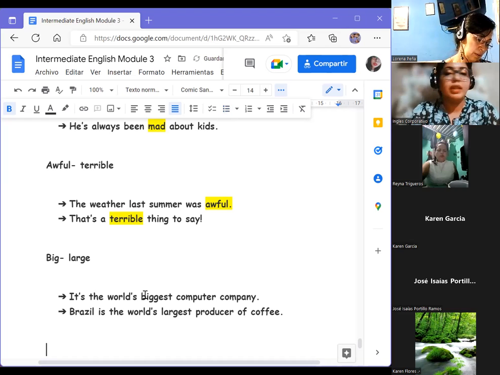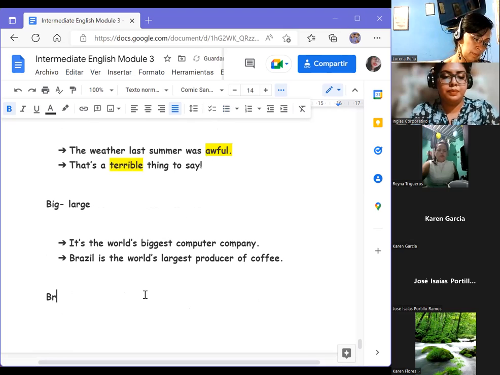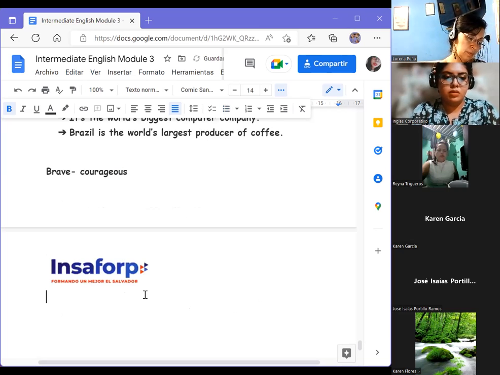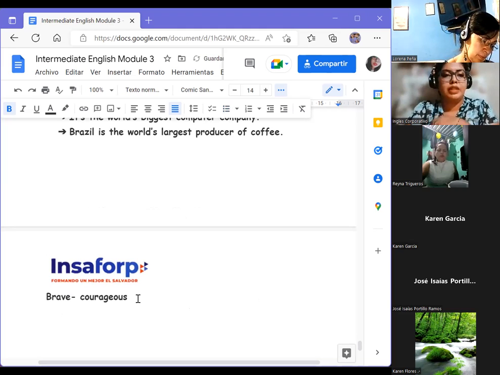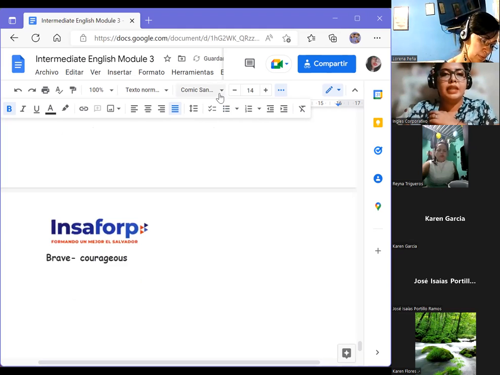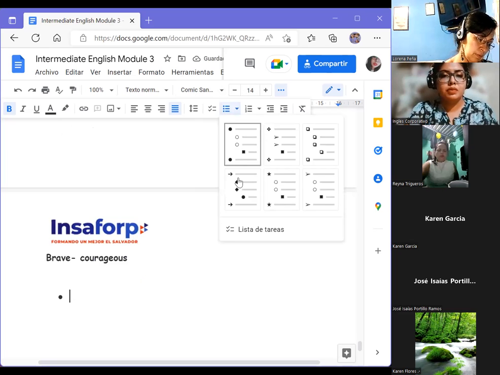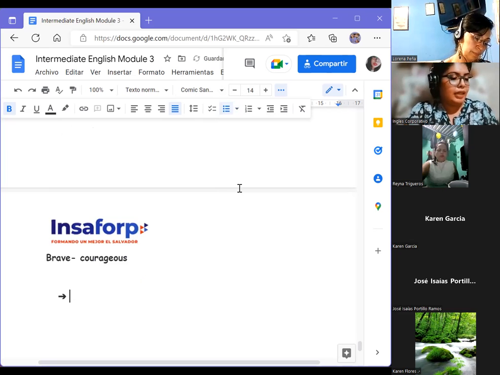Then we have another one that is brave or courageous. But I'm going to move this one to the next page. And we have the example. And it says, I wasn't brave enough to tell her what I thought of her.